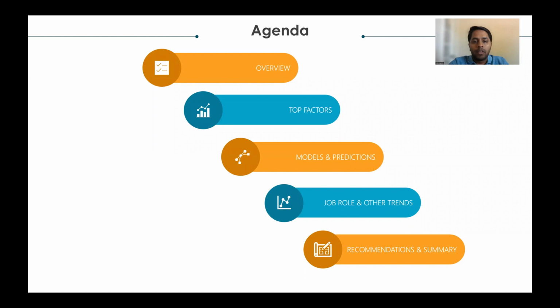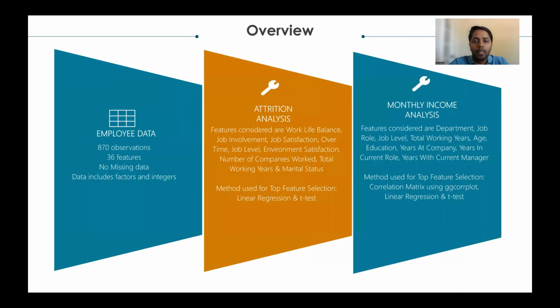As part of this presentation, we will do a brief overview, then we'll take a look at the top factors, model, and predictions for attrition and monthly income. Then we'll take a look at the job role related trends, and we'll also look at a few other trends. Finally, we will look at the recommendations and summary.